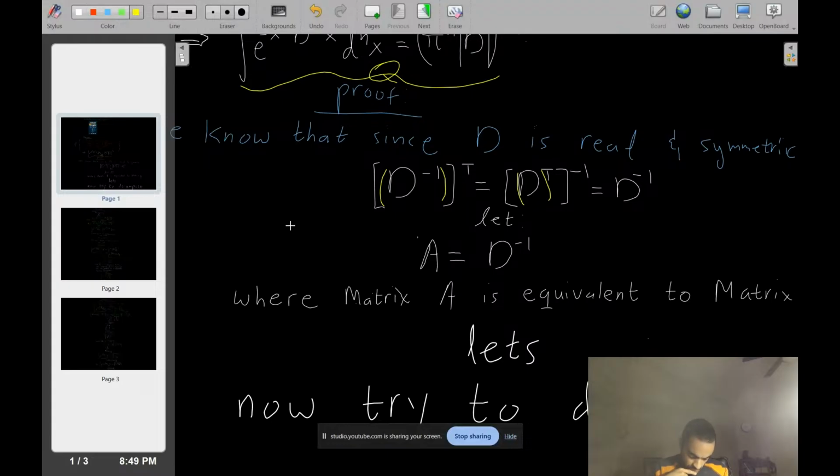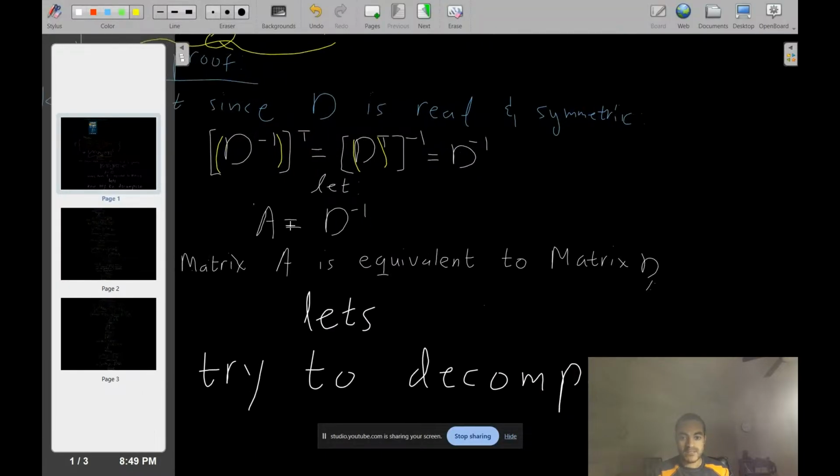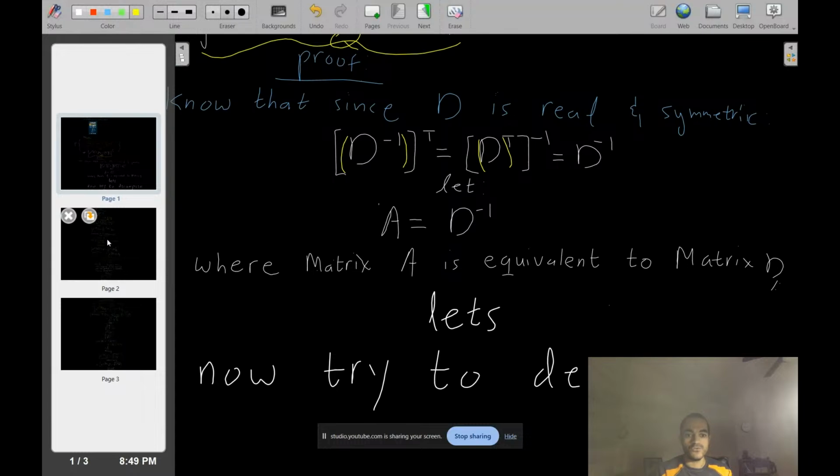All right, so when it comes to this, we have A, which is equivalent to the matrix D. What we want to do is try to decompose it. I want you guys to give me some input. What I mean by decompose: we know that A equals D inverse. I want to see if anyone in the chat who is watching has input.